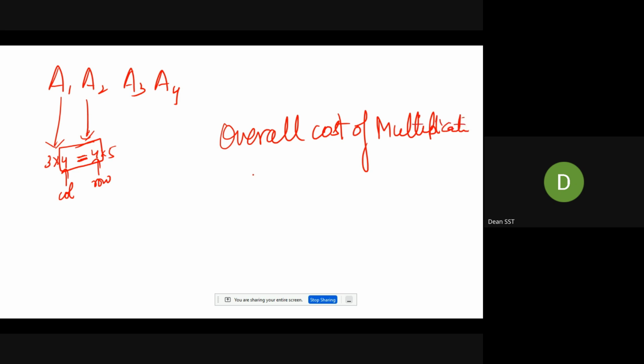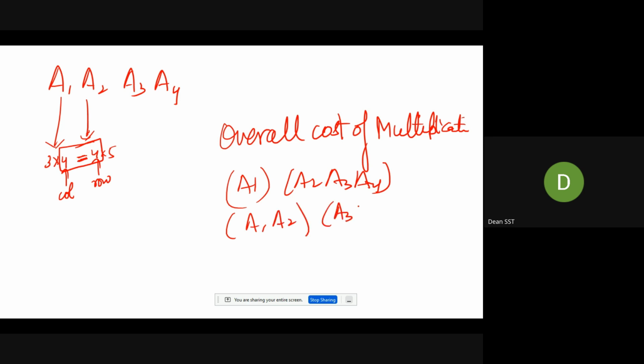And the cost will differ. If I go like this, A1, A2, A3, A4, then the cost of matrix multiplication will differ. If I do it like this, then again the cost will differ. If I do multiplication like this, then again the cost will differ. And I want to find the minimum cost. In which order should I multiply the matrices? Is it clear?